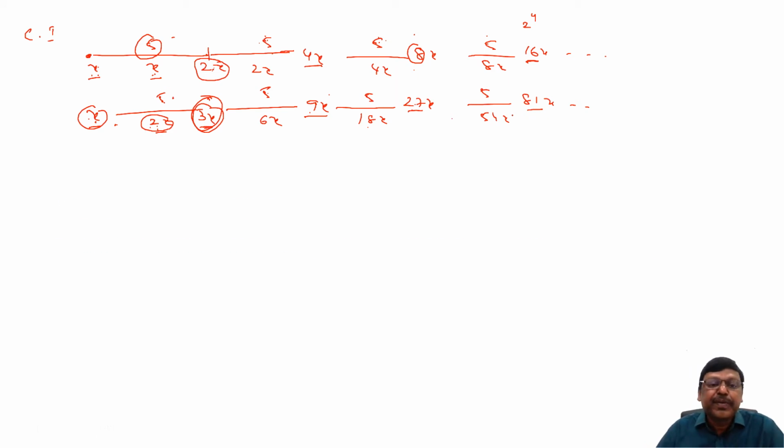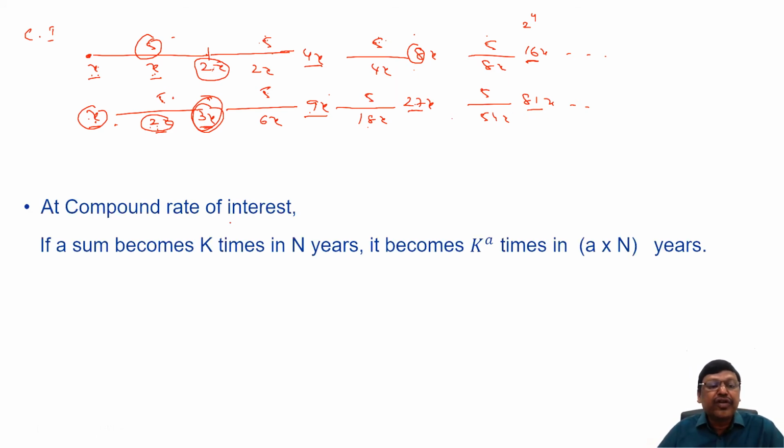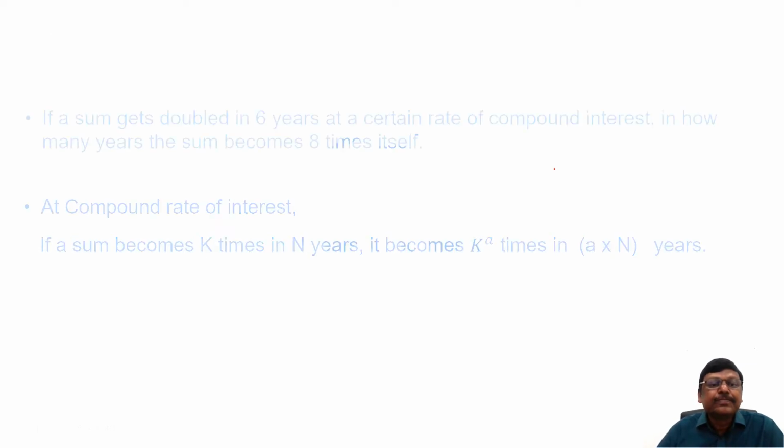So this can be summed up like this. At compound rate of interest, if a sum becomes k times in n years, maybe 2 times or 3 times, it becomes k power a times in a into n years. You can see here it is becoming double, k is 2, in 5 years. It is becoming 16, means 2 power 4, in how many years? 4 into 5, 20 years, right? So we'll apply this in a couple of questions.